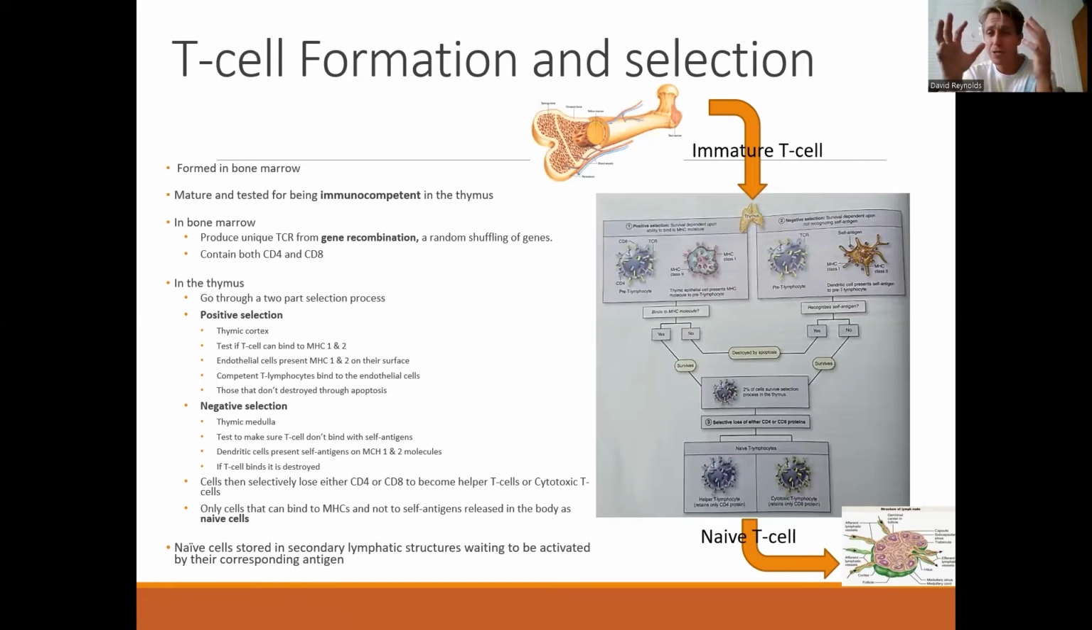So if they're competent for MHC, the ones that don't bind get destroyed. They're killed through apoptosis. All right, so we have just weeded out everything that won't be able to bind to MHC. Once we're done with the positive selection, we have killed all the cells that are unable to bind to MHC, whether it's one or two. Then we go to this negative selection that happens in the medulla of the thymus.